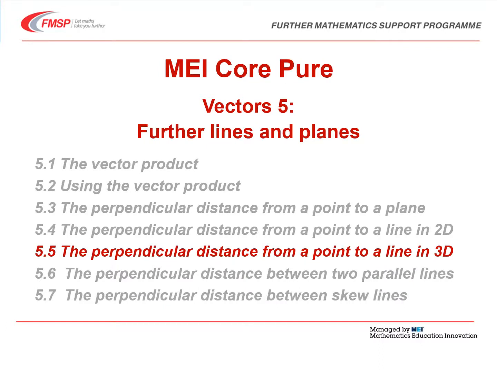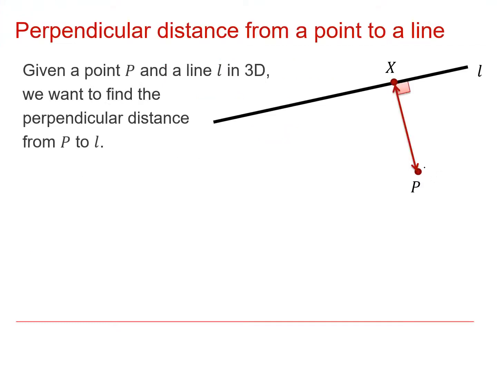This is a video for MEI Core Pure Mathematics, Vectors 5, Further Lines and Planes, 5.5, the perpendicular distance from a point to a line in 3 dimensions. So given a point P, that's this one here, and a line L, that's this direction here, we want to find the perpendicular distance from P to L. The perpendicular distance is also the shortest distance.